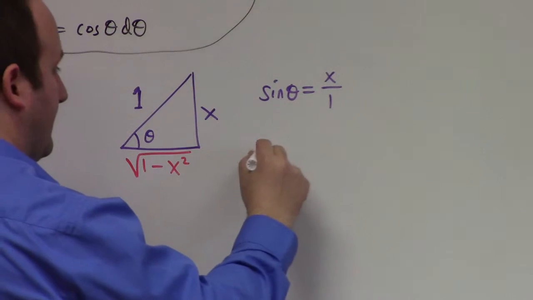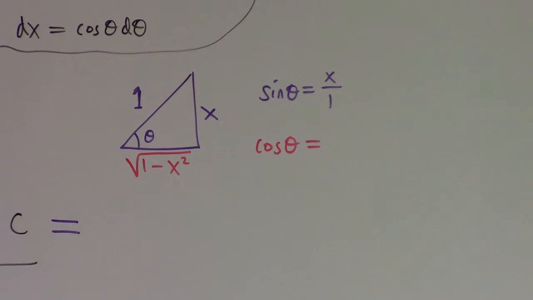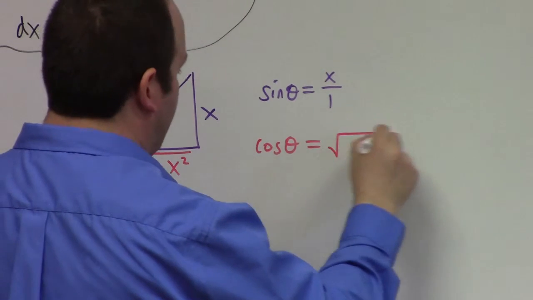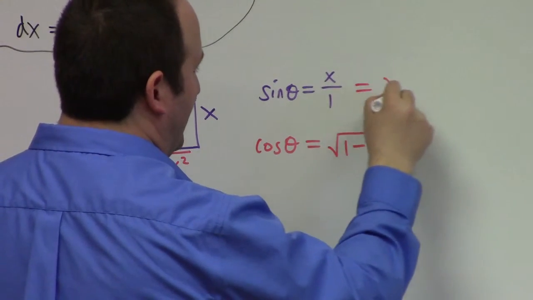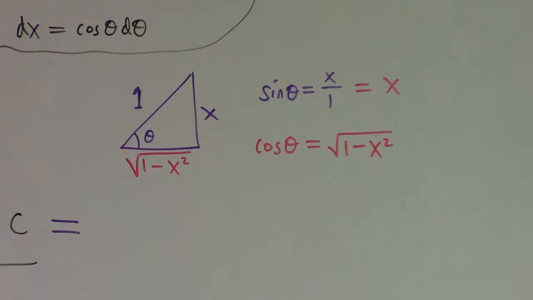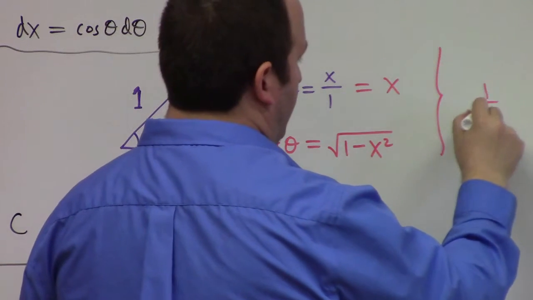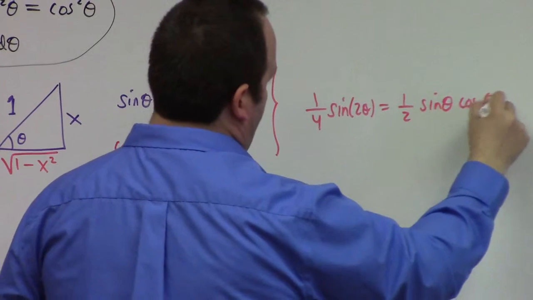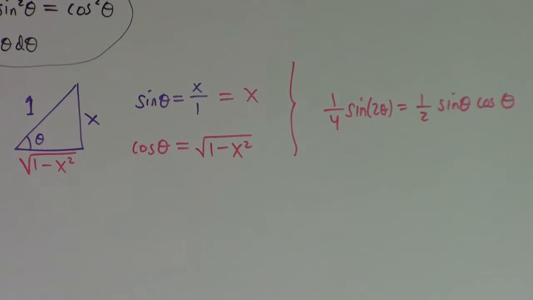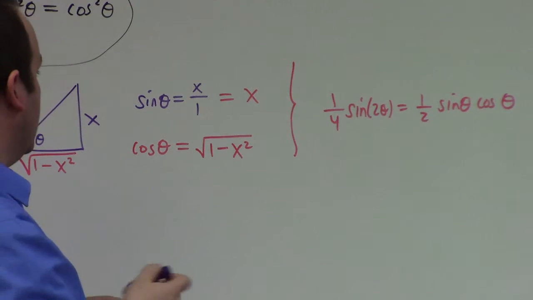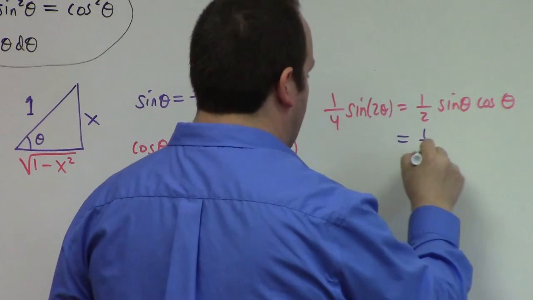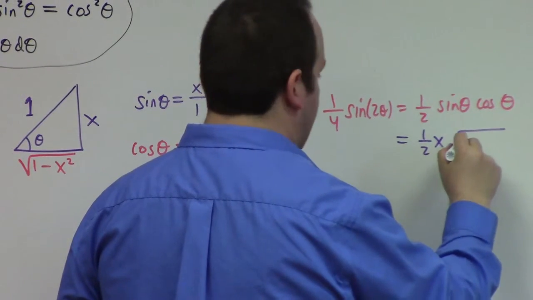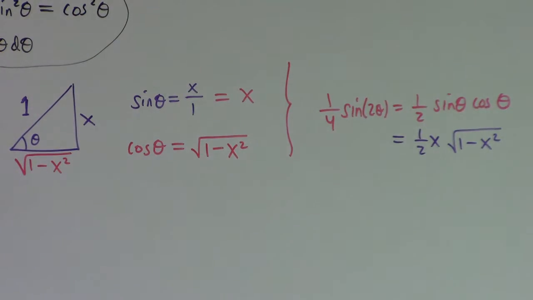So sine theta is x. What's cosine theta? Yeah, the square root of 1 minus x squared over 1. So I guess we could just write x and 1 here, right? I mean, division by 1 we can omit. But what is 1/4 of sine 2 theta? Sine 2 theta is 2 sine theta cosine theta. Remember that? And then I can write this in terms of algebraic functions as what? This is actually 1/2 x times the square root of 1 minus x squared.